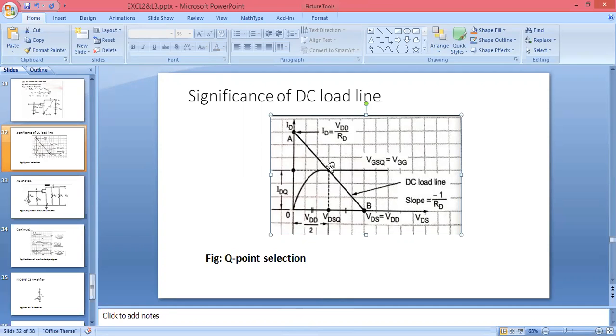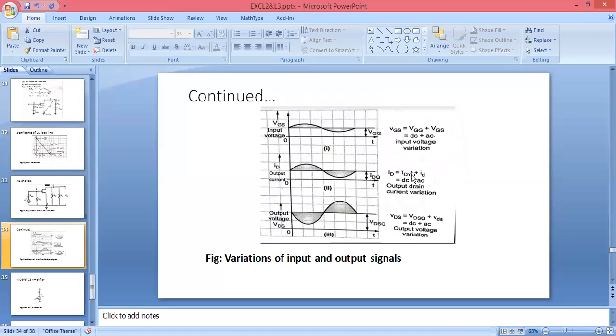Q point is selected at the center of the DC load line such that the positive and negative half cycles of the amplified output are identical. Positive और negative जो half cycle है, that will get identical values. You can see in this graph. When we are giving input VGS, you guys can see this diagram. यहाँ पे when we are giving VGS, this is the time, and on the y-axis we are taking VGS. What will happen when we are giving VGS, which will be VGG plus VGS, matlab DC plus AC.